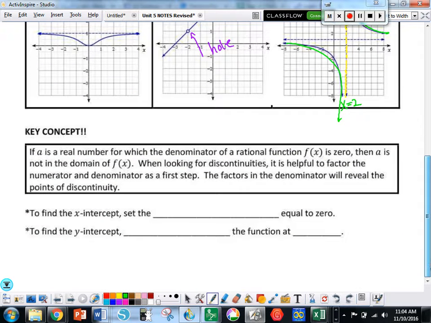Okay, so let's see. If a is a real number for which the denominator of a rational function is 0, then a is not in the domain of f of x. So for this really quick, we're looking at what the domain and the range is.